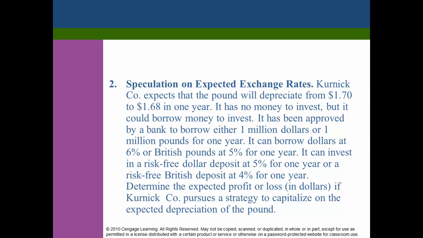Now the next one, speculation on expected exchange rates. Koenig Company expects that the pound will depreciate from 170 to 168 in 1 year. It has no money to invest, but it could borrow the money to invest. It has been approved by a bank to borrow either $1 million or 1 million pounds. It can borrow dollars at 6% or pounds at 5% for 1 year. It can invest in a risk-free deposit at 5% for 1 year, or a risk-free British deposit at 4% for 1 year. Determine the expected profit or loss if Koenig pursues a strategy to capitalize on the expected depreciation of the pound.